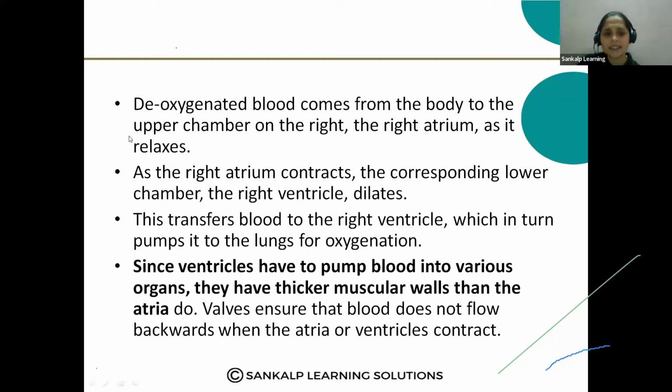And the deoxygenated blood that comes from the body is collected by the upper chamber. That is called the right atrium, right? So the right atrium receives the deoxygenated blood, and the right atrium transfers the blood to the right ventricle. The right ventricle pumps the blood to the lungs for oxygenation. Oxygenation of the blood will take place in the lungs.